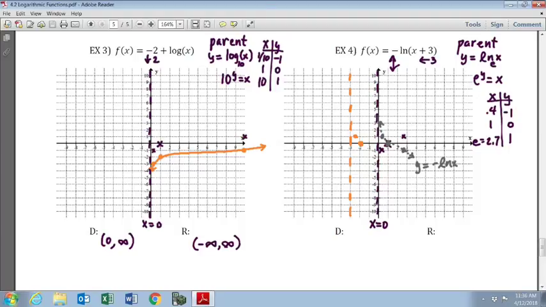And I've got to move this third point, 2.7, negative 1. Let's see, 1, 2, 3. So it'll be about right there. So the graph's going to look something like that.